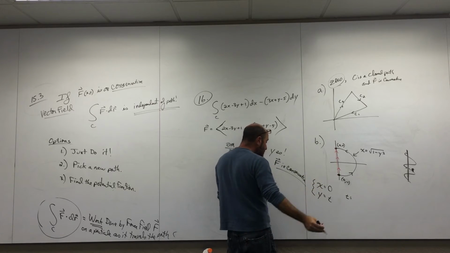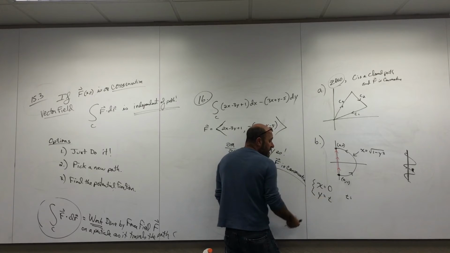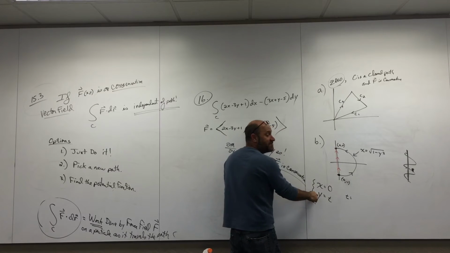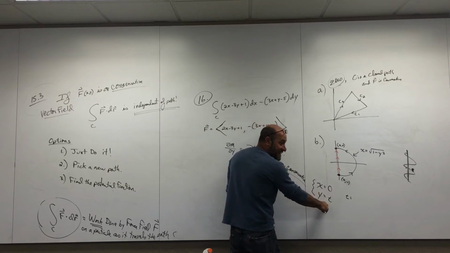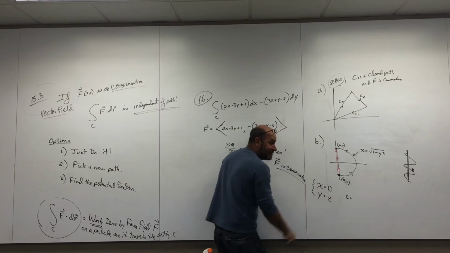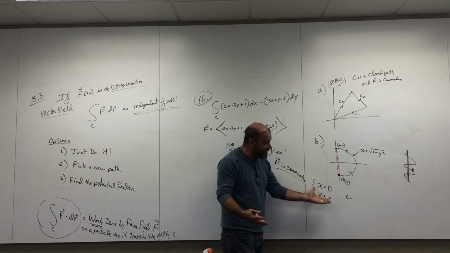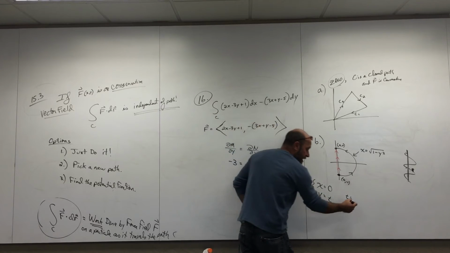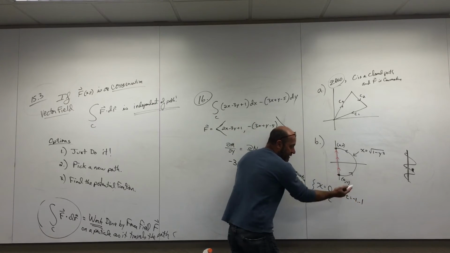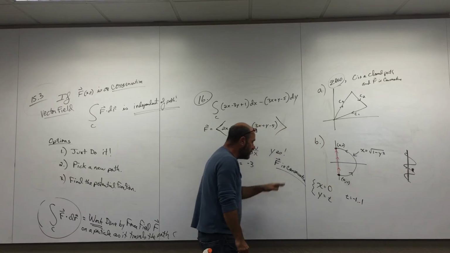-1 to 1. Exactly. If y is t, then whatever y's bounds are, those are t's bounds because they're equal to each other. So I think y wants to go from -1 to 1, so t should go from -1 to 1. Yeah, I write it like that. But anyway, good. We're doing pretty good.